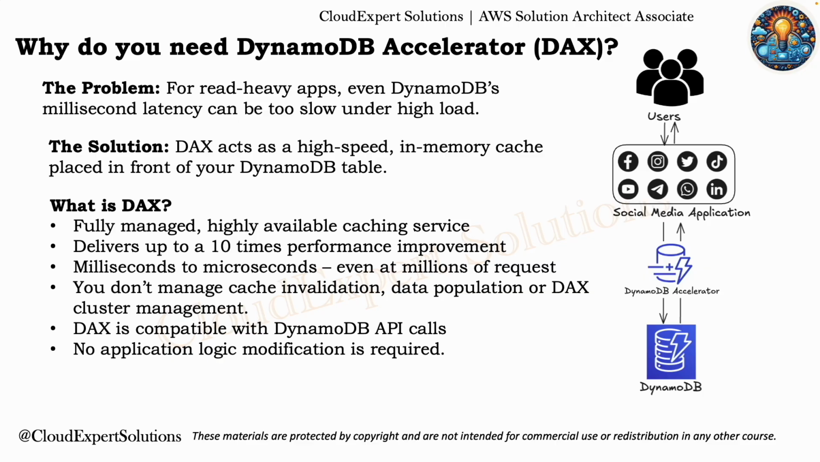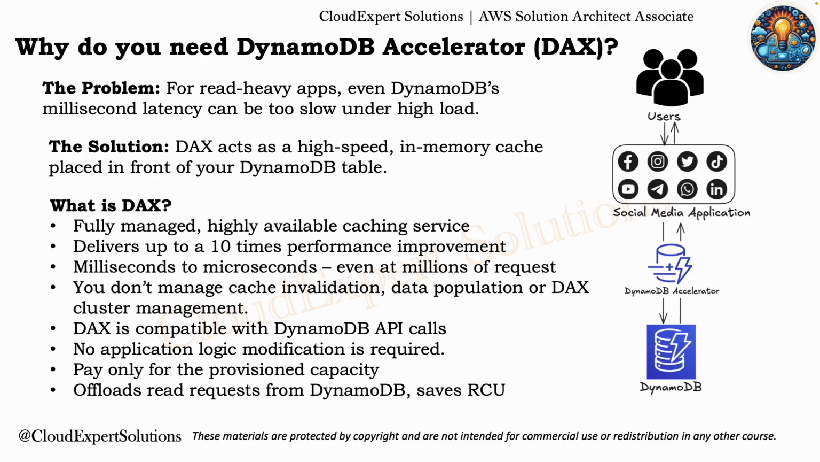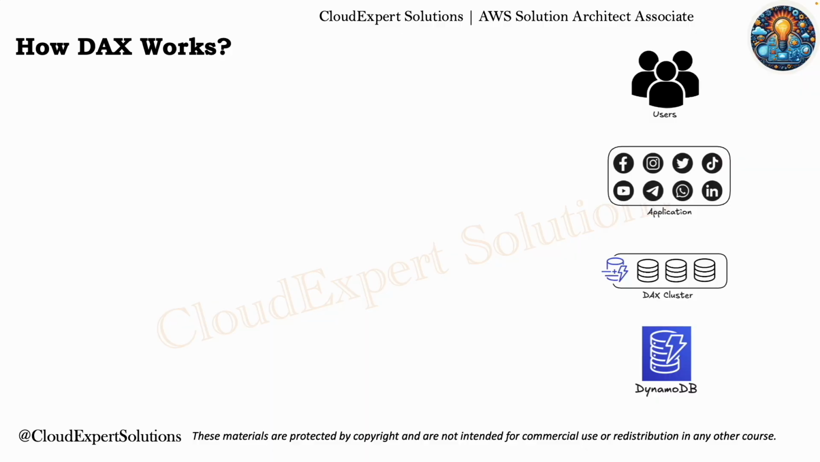Similar to DynamoDB, you only pay for the capacity you provision, and you can offload read requests from DynamoDB, which will potentially lower your provisioned capacity need. DAX uses a default TTL of 5 minutes. To keep its cache fresh with the underlying DynamoDB table, you can configure a different TTL to balance cache freshness with retrieval speed. Now let's review how DAX works.